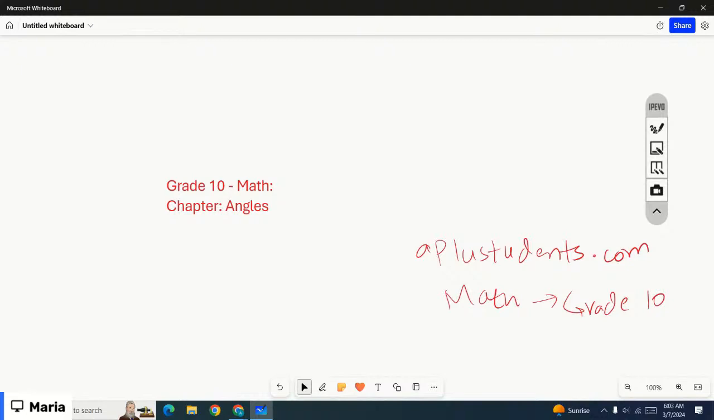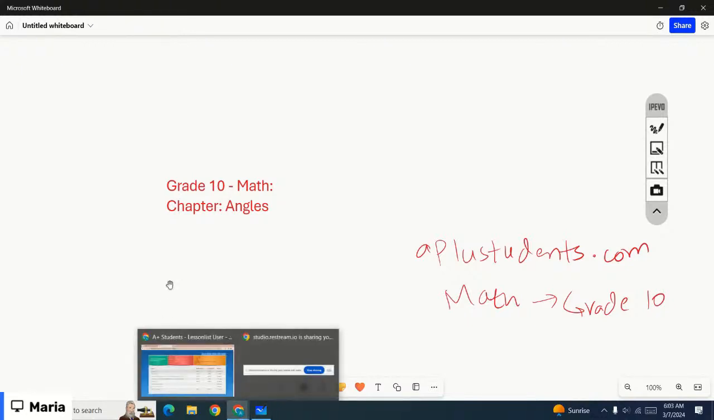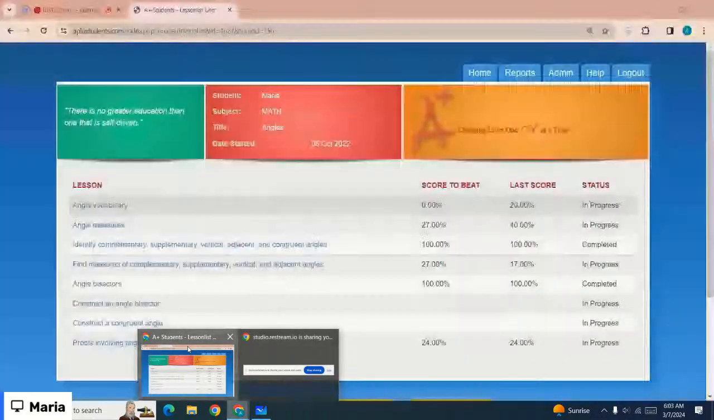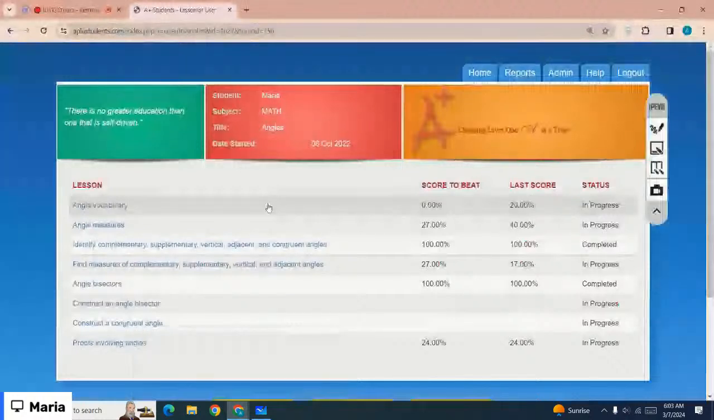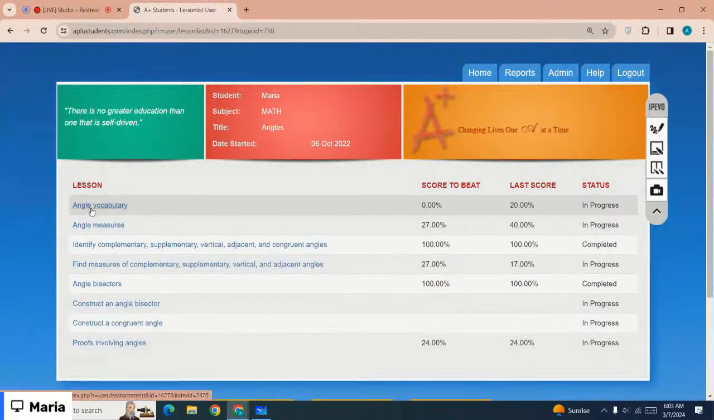We're going to start with the chapter angles. So please make sure you have your notebook and pencil so that you can note down the important examples and definitions as well. So here I'm on grade 10 math. Let's just start with the chapter angles. We're going to start with the first lesson, that is angle vocabulary.